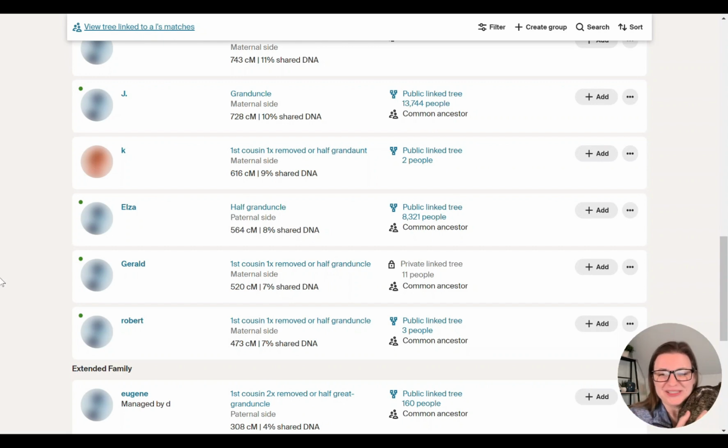And my cat, Rosie, has joined me here for this part. But this is Elza. It's showing him as a half grand uncle, and he's not a half grand uncle. So let's see what we can find out. And Rosie loves to wrap around me. Let's get her settled.